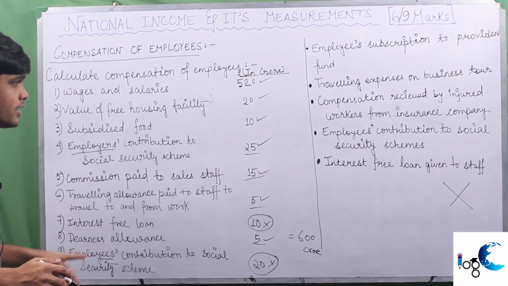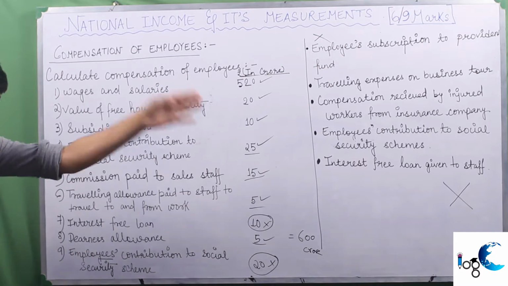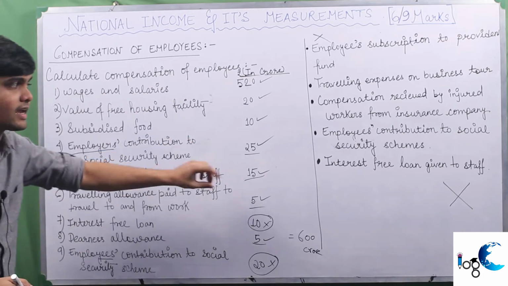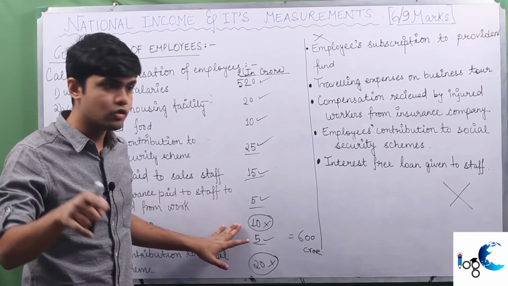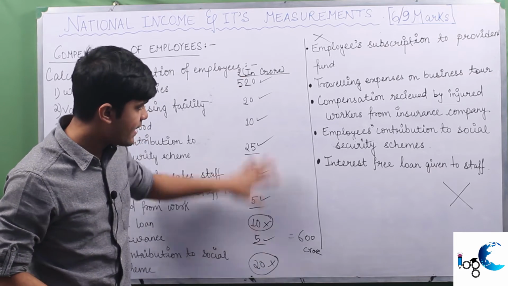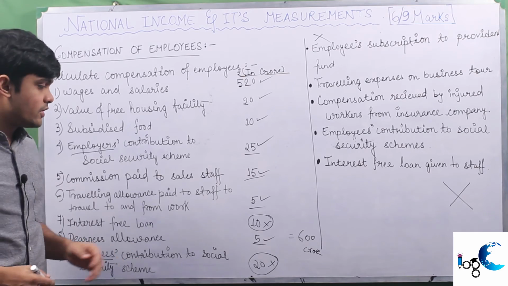So pause the video and note it down very nicely. Remember this is not included in compensation of employees. Other than these 5 points, everything is included. We are adding up, and these 5 points we are just ignoring. We will not subtract. Many people do that, but don't. We'll just ignore it and calculate the rest. We'll ignore 10 and 20 over here. Pause the video to note it down.